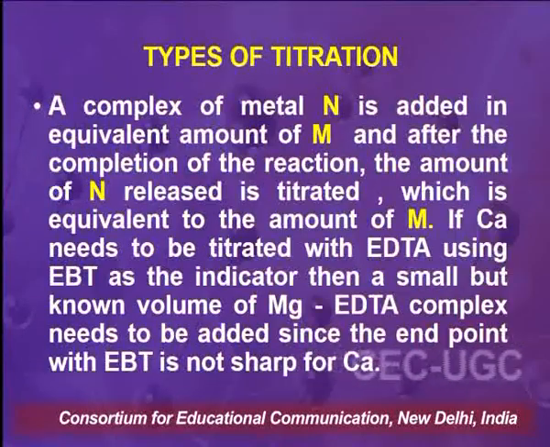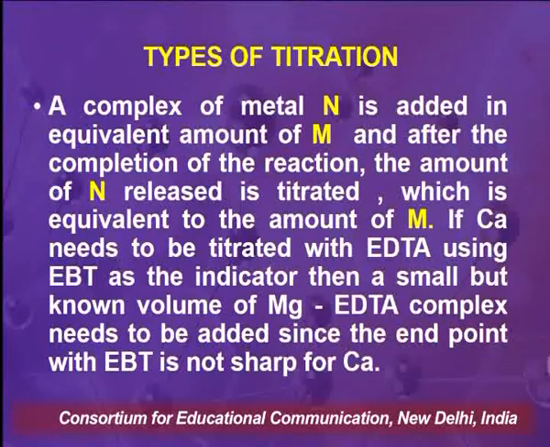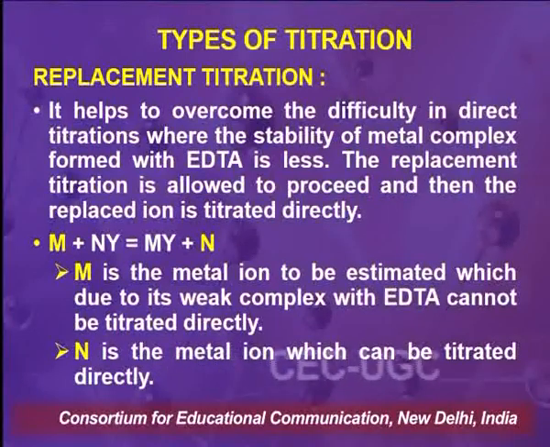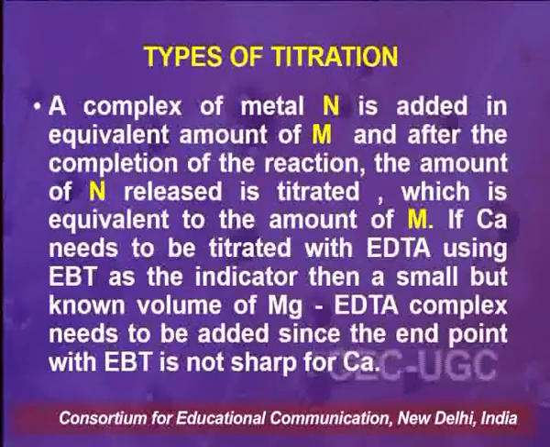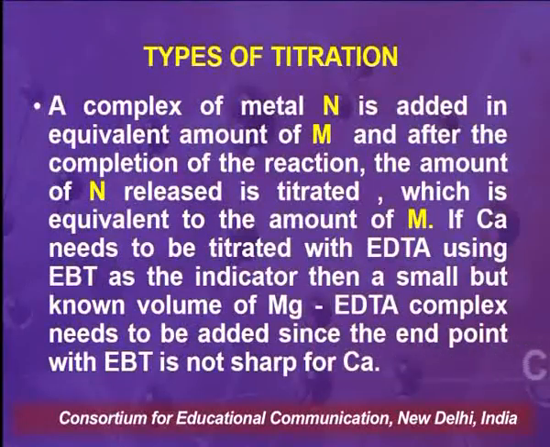A complex of metal N is added in an amount equivalent to M, that is both M and N have equivalent amounts, and after the completion of the reaction, the amount of N released is titrated. And as we remember, N is a metal ion which can be titrated directly, M is the metal ion which cannot be titrated directly because it forms a weak complex with EDTA. So, the amount of N released after the replacement is titrated, which is equivalent to the amount of M.